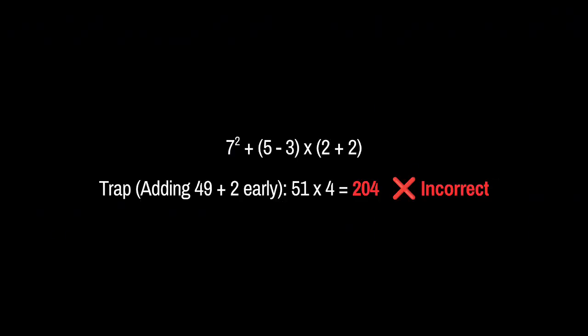Let's try another problem. What is 7 squared plus (5 minus 3) times (2 plus 2)? Many people evaluate 7 squared as 49 and 5 minus 3 as 2, but then mistakenly add 49 and 2 to get 51 before finishing the rest. That leads to 204, which is incorrect.